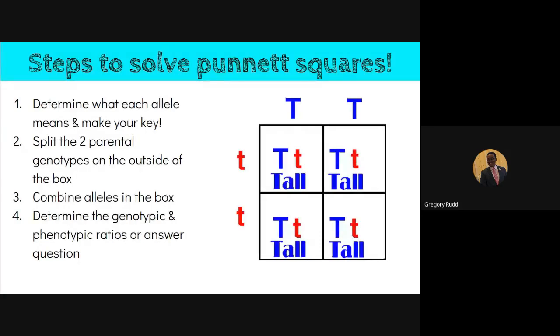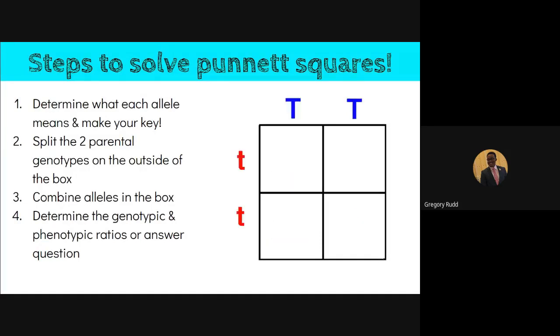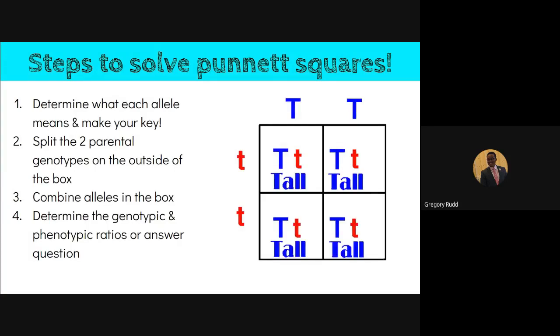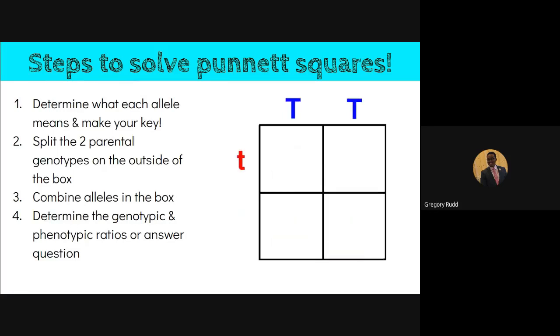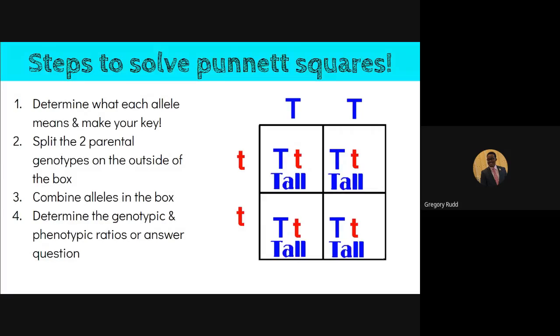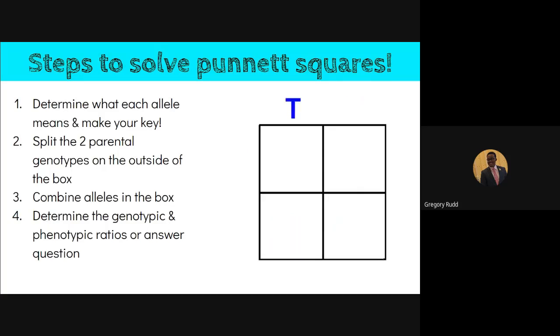Another question might be, if the chances of offspring having the dominant trait are 75%, then what must be the parents' genotypes? So we'll talk about what some of these questions look like and how to answer them. But these are your steps.